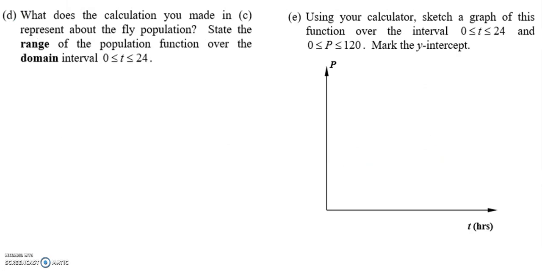Okay, so it says, what does the calculation you made in part C represent about the fly population? State the range of the population function over the domain of when t is 0 to 24. So see if you can answer both parts. What did your calculation in part C represent? And go ahead and find the range over this domain. So do that now, please.